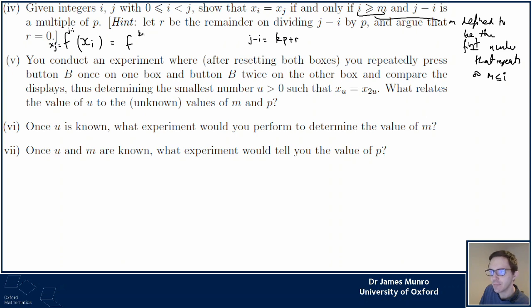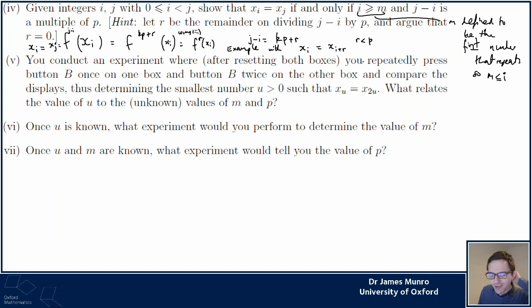But also, I'm going to write that with the hint as f to the kp plus r of x_I. And I know that I is bigger than or equal to M, so I can use part 3 to say that if you're up here, then things repeat if you do kp presses. So this is f to the r of x_I. This step uses part 3: after M, if you add on kp presses, you get back to the same value. So those kp presses get us around, and then we're at f to the r of x_I. So x_J is equal to f to the r of x_I. But x_I is also supposed to be equal to x_J. So now I've got an example with x_I equal to x_{I+r}, and r is less than p.